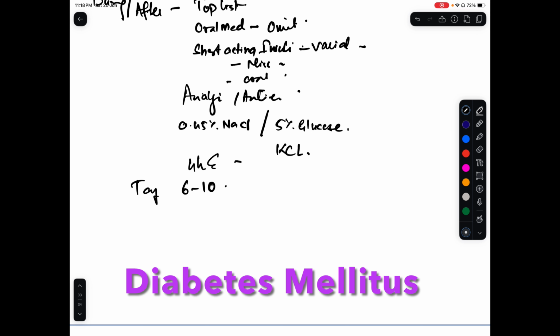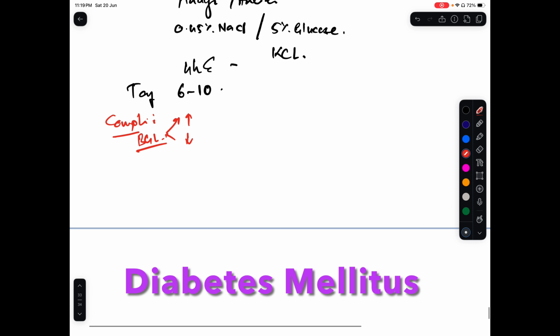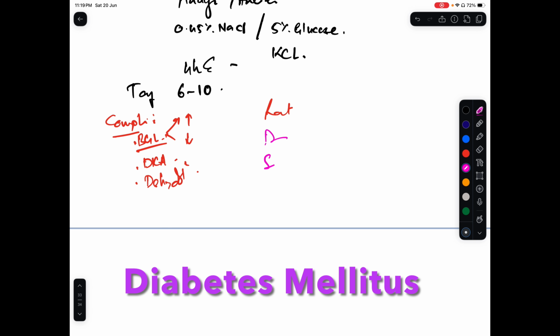So what can be the post-operative complications? Commonly, increase or decrease in blood glucose level, diabetic ketoacidosis, dehydration. Late complications are delayed wound healing, sepsis, wound infection.